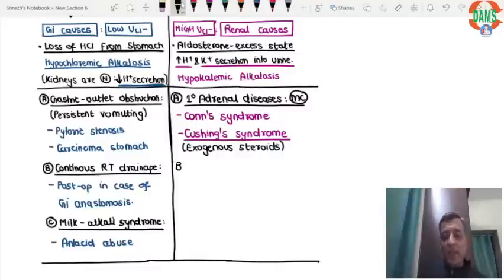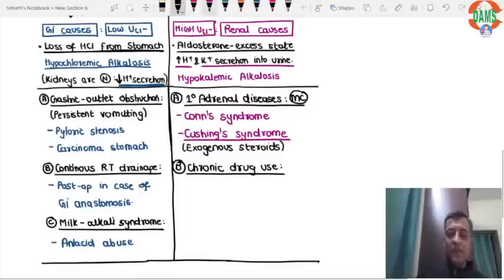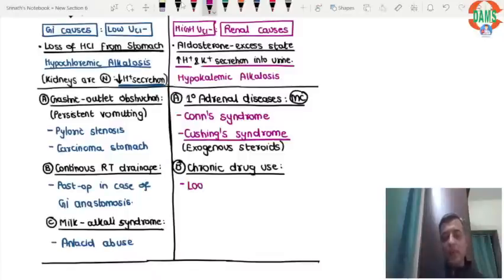Number B, if there is not an adrenal disease, then you look for chronic drug use. Which are the drugs that cause alkalosis? The loop diuretics and the thiazides are going to cause metabolic alkalosis.